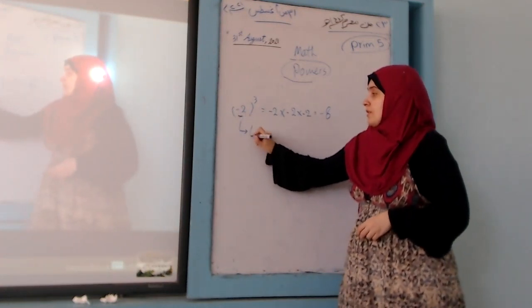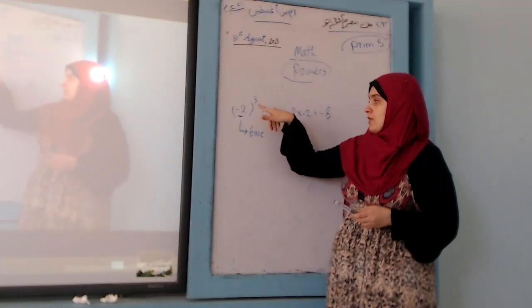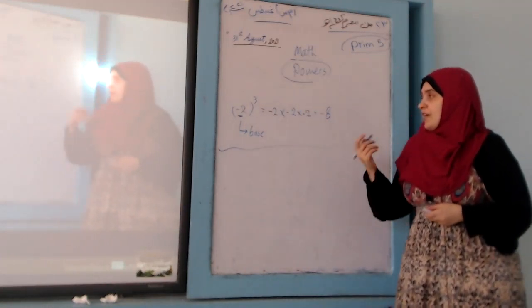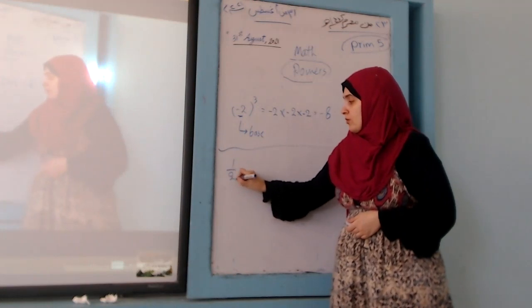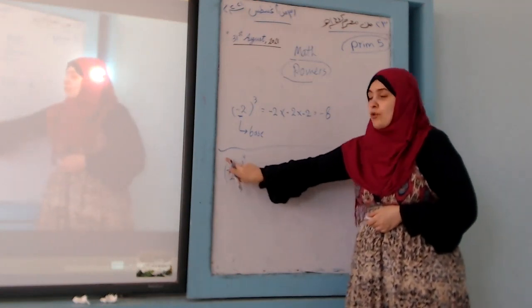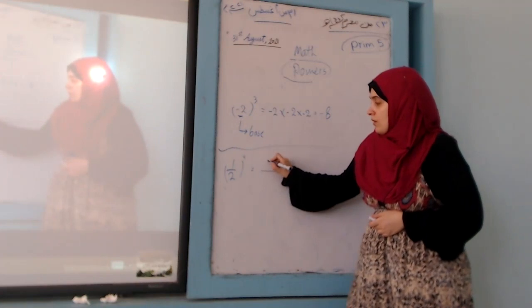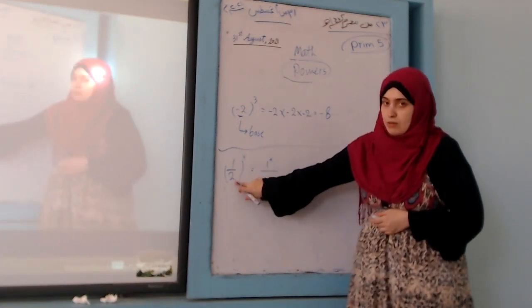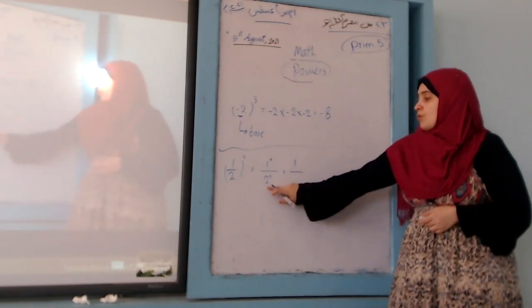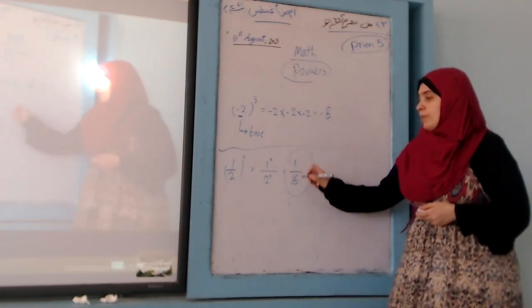This number I call the base. The number which is repeated is called the base, and then its power. The base can be a positive number or a negative number. It can also be a fraction, like 1/2 all power 4. It means that the power 4 applies to both the 1 and the 2. So it's 1 power 4, and 2 also power 4. 1 power 4 equals 1. 2 power 4 means 2 multiply 2 multiply 2 multiply 2, so the answer is 16. So the answer will be 1/16.